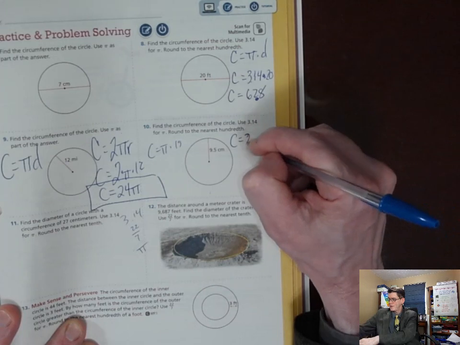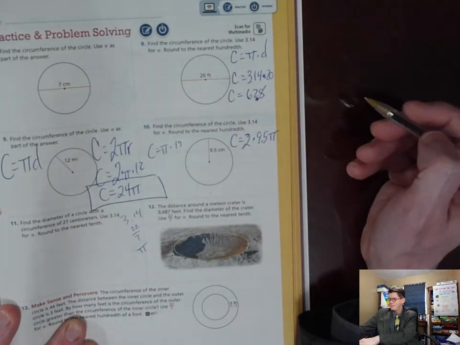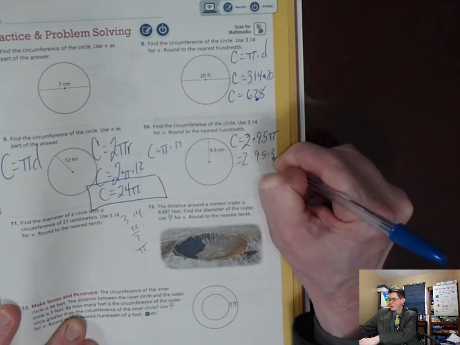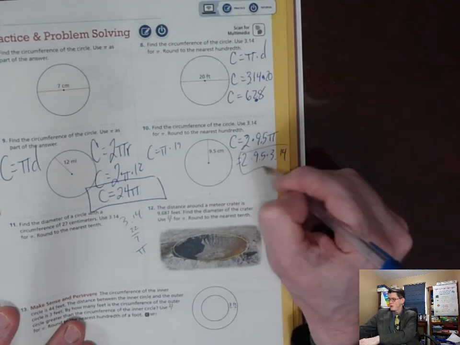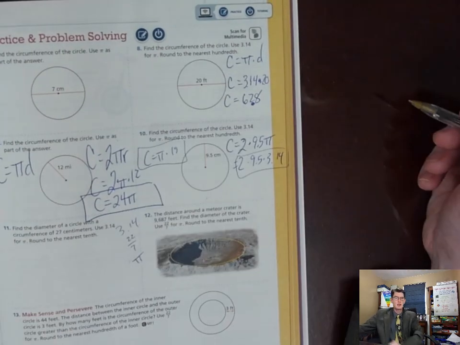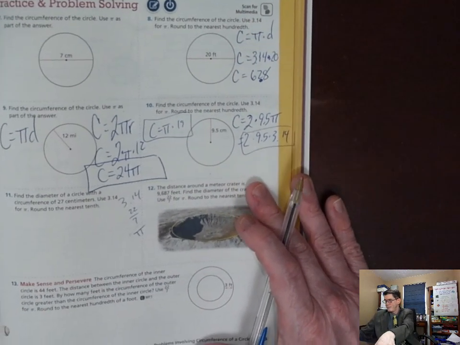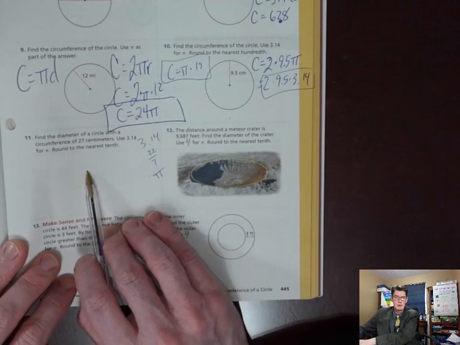Or the circumference is 2 times 9.5 times pi. And that's the same thing as 2 times 9.5 times 3.14. And when you multiply those in your calculator, you'll get the same thing there. You can check your answer key that you got it right. Now, take a look at number 11.